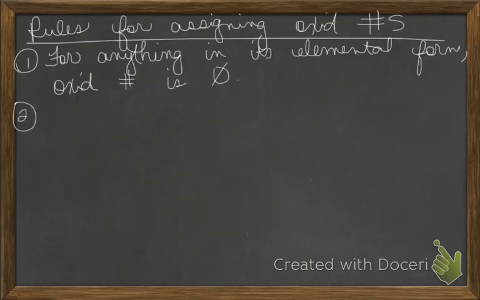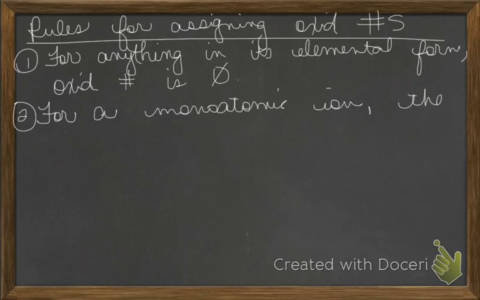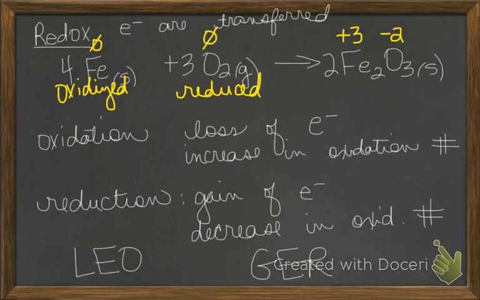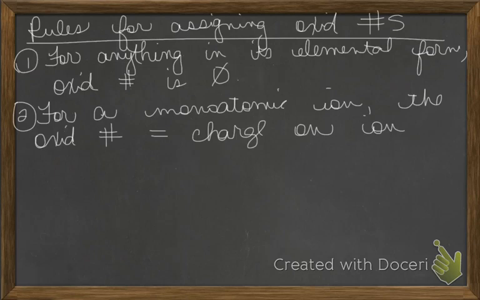The second rule: for a monoatomic ion, the oxidation number equals the charge on the ion. Monoatomic means a single-atom ion. When we learned to write ionic formulas, that's what we were dealing with, monoatomic ions and swapping and dropping. Rule 2 is how I knew that iron was +3. Where did the 3 on the oxygen come from? It came from the charge of the iron. Where did the 2 on the iron come from? It came from the charge of the oxygen. Remember swapping and dropping? All I've done for rule 2 is reverse that and go back to what their charges were.